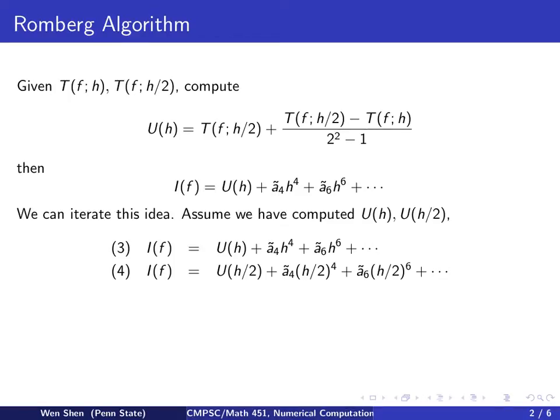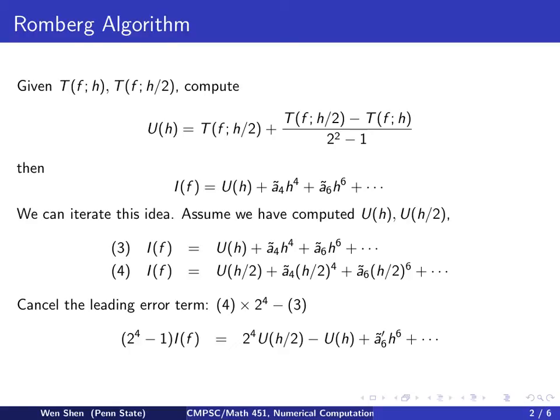Then the error estimate for u(h/2) takes the same form as u(h) here, except you put h to be h/2. So we just copy this down and change h into h/2. And now we perform a similar manipulation, and we want to cancel out the leading error term, which is the h to the fourth term here. What we could do is take equation number 4 and multiply it by a factor of 2 to the 4th, which is 16, and then subtract equation 3 from it. Then these two terms will be gone.